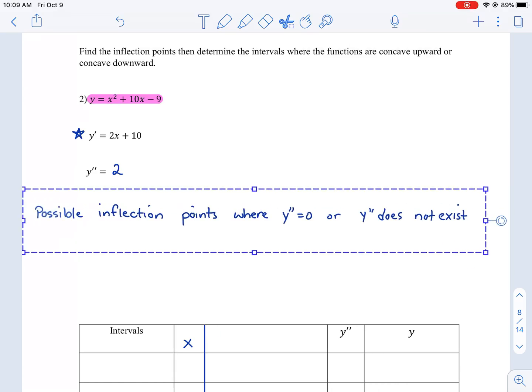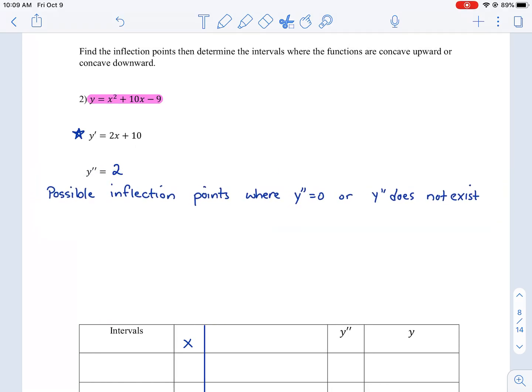And as you may recall, there are possible inflection points where the second derivative is equal to 0 or the second derivative does not exist. So if I set the second derivative equal to 0, what happens is that we get this false equality statement. So 2 never equals 0, so this is not true.